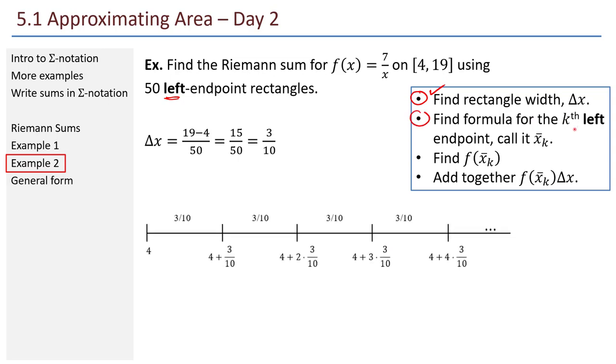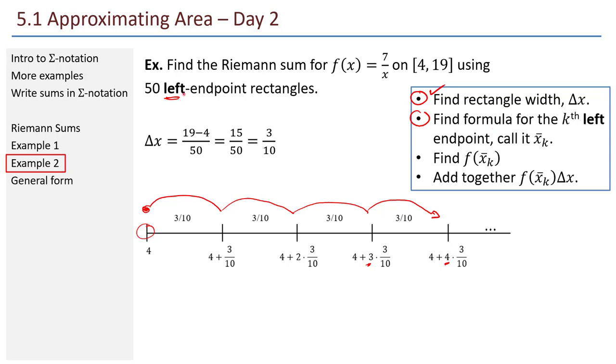Now, find a formula for the kth left endpoint. Here are my grid points: 4, 4 plus 3/10, 4 plus 2 times 3/10, 4 plus 3 times 3/10. Do you see how we're just multiplying more and more of those rectangle widths? It's like I start at my left endpoint and I add a rectangle width, and I add another width, and I go 3 widths to the right, 4 widths to the right, and so on. So every grid point looks like my endpoint plus a certain number of multiples of the rectangle widths.